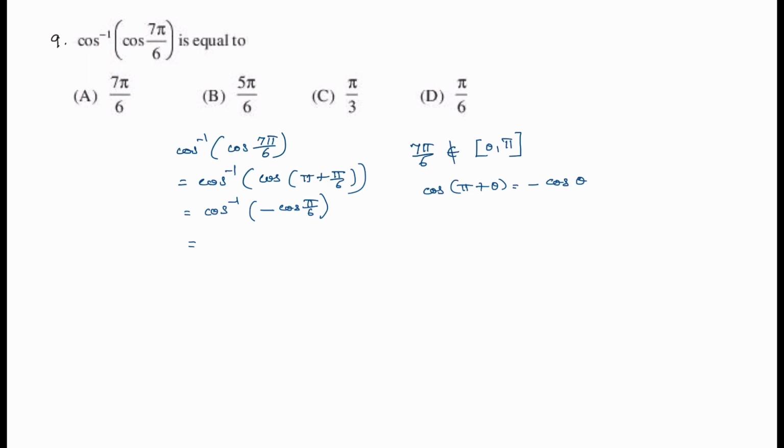We can either use the cos inverse of minus x formula, which is pi minus cos inverse of x, or we can write it as cos inverse of cos pi by 6 is root 3 by 2. Now cos inverse of a negative value is a second quadrant angle, so pi minus cos inverse of root 3 by 2, and cos inverse of root 3 by 2 is pi by 6. The answer is 5 pi by 6, B option.